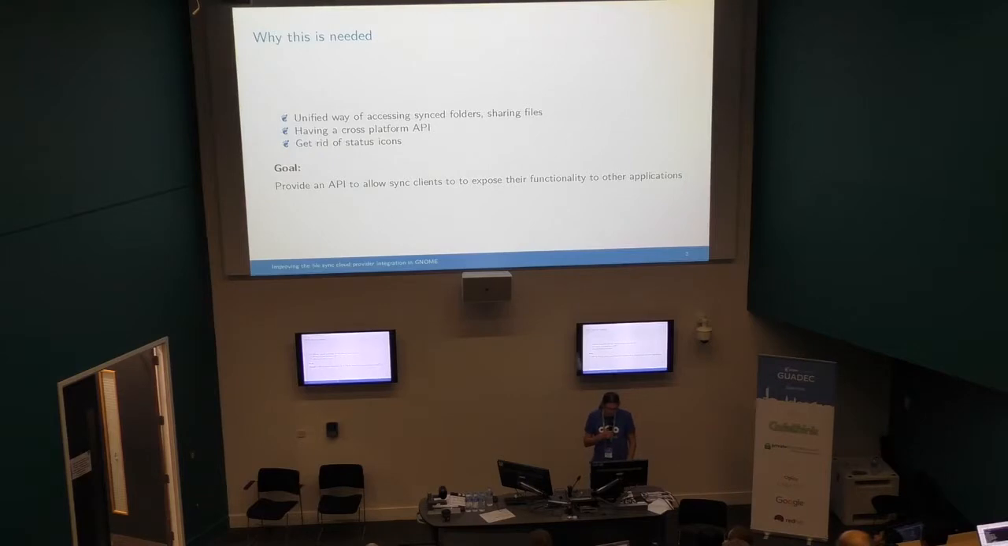Why is this even needed? We basically need a way to access the synced folders and files we have in our cloud providers like Nextcloud or Dropbox, all of those. And basically every user just interacts with the files in the file manager, of course. And those cloud providers always offer sync clients. But the main problem is that they all put little status icons in the top bar, and you don't use the cloud providers where you should, which is in the file manager. So the goal was to provide an API where sync clients can expose their functionality to other applications like Nautilus, for example.